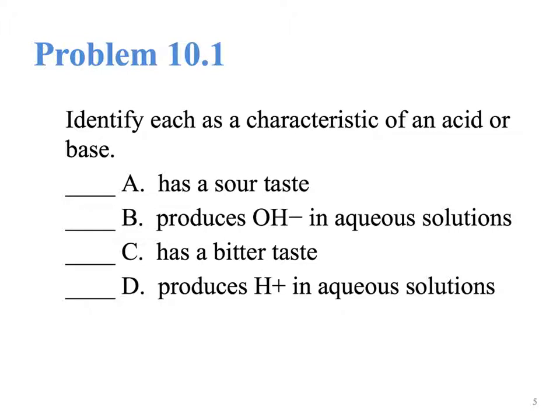Let's identify each one of these as an acid or a base. Sour taste is an acid. Produces OH minus is a base. Bitter taste is a base and produces H plus is an acid.